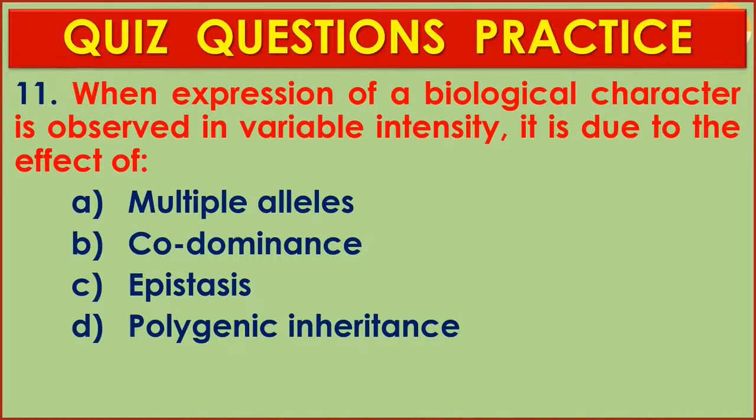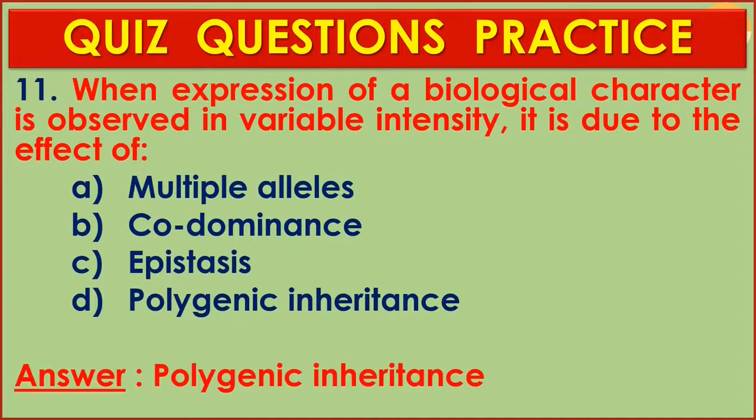When expression of a biological character is observed in variable intensity, it is due to the effect of dash. The options are multiple alleles, codominance, epistasis, or polygenic inheritance. The correct answer is polygenic inheritance, because poly means many. Here many genes control the expression of a single character.